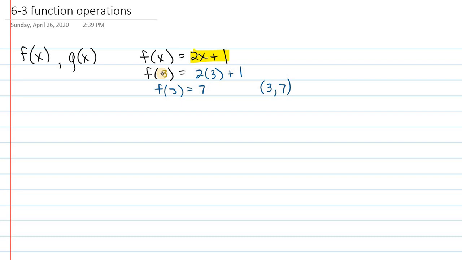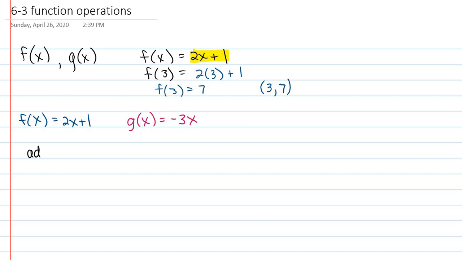Say that you had a function f of x equals 2x plus 1, and you have a function g of x equals negative 3x. We can actually perform operations with those two functions.